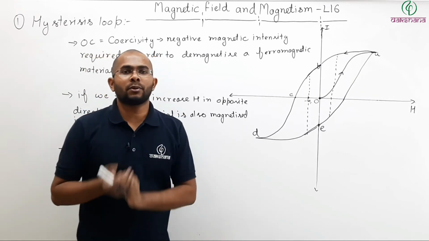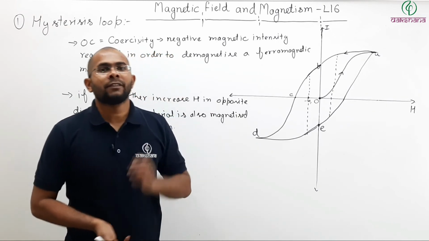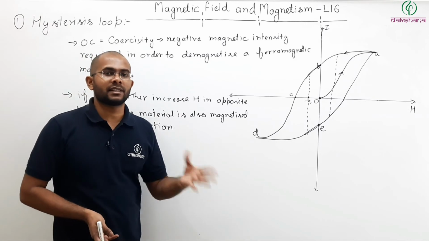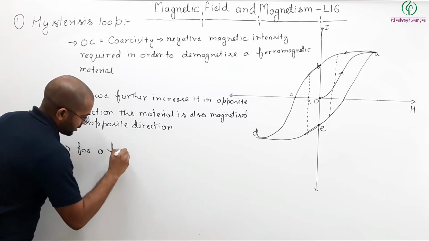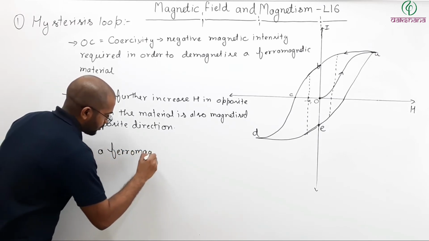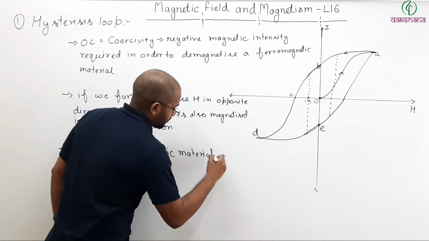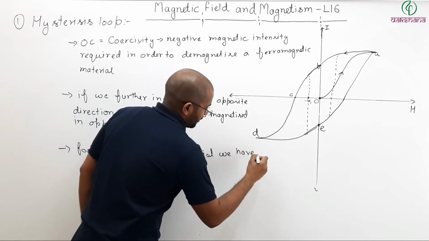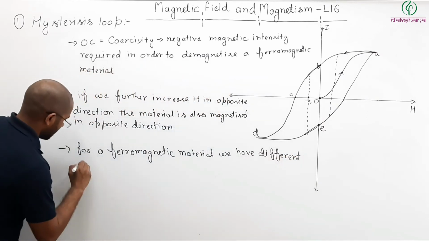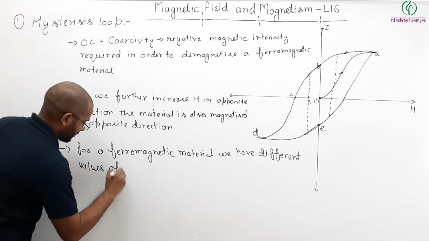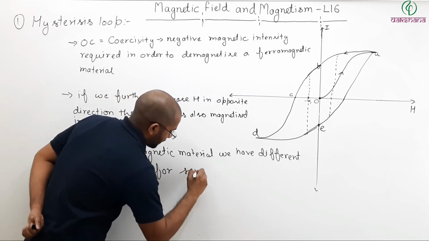So you can say for a ferromagnetic material, we have different values of magnetization for the same value of magnetic intensity. Let us write that. For a ferromagnetic material, we have different values of I for the same value of H.